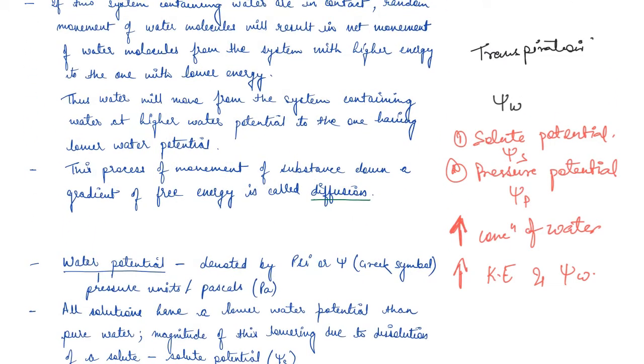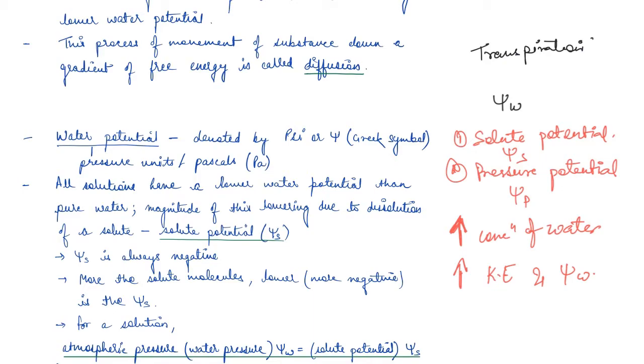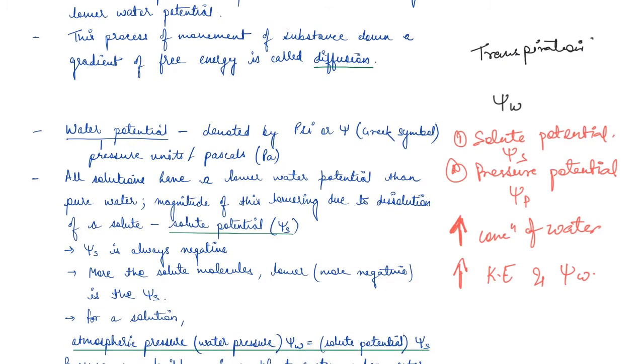So basically, this is the process of movement of a substance down the gradient of free energy. Water is moving from high kinetic energy to lower kinetic energy. This is what we call diffusion, right? Now, water potential is denoted by the symbol psi, and the pressure unit is Pascal, right?